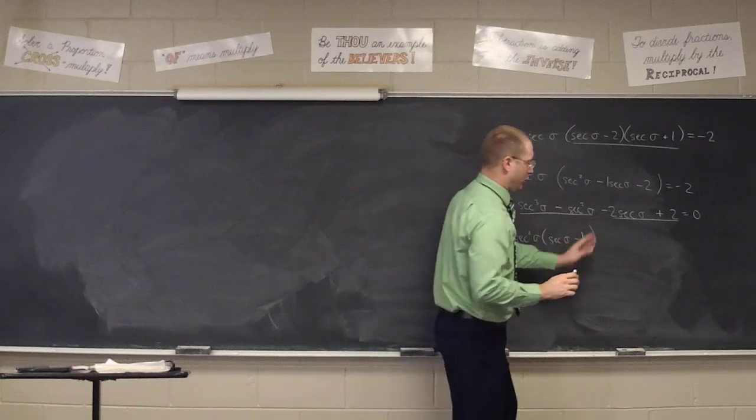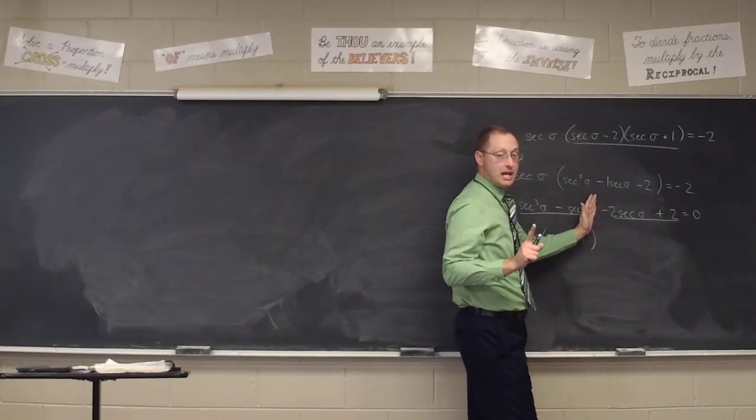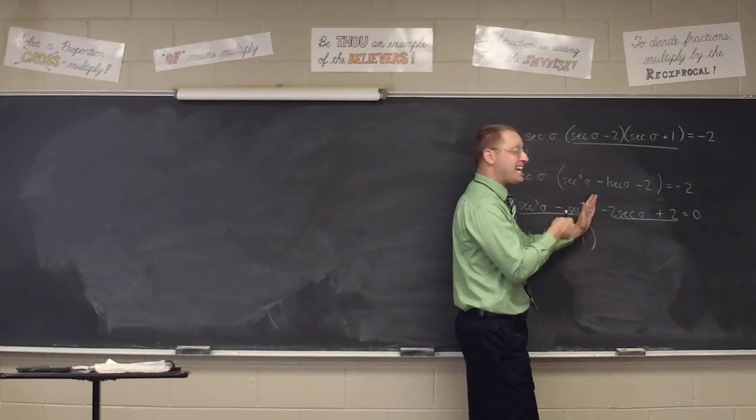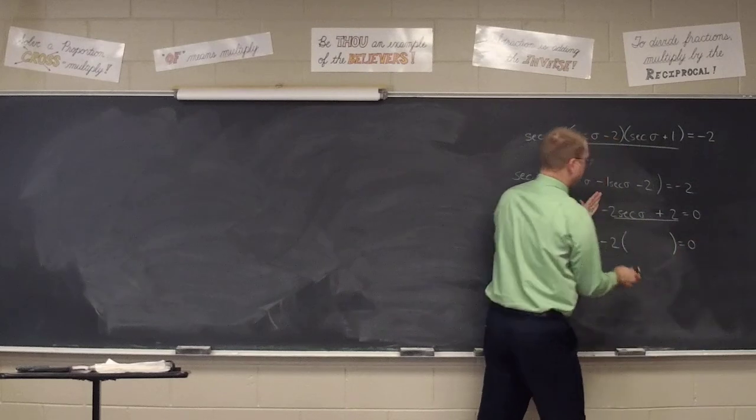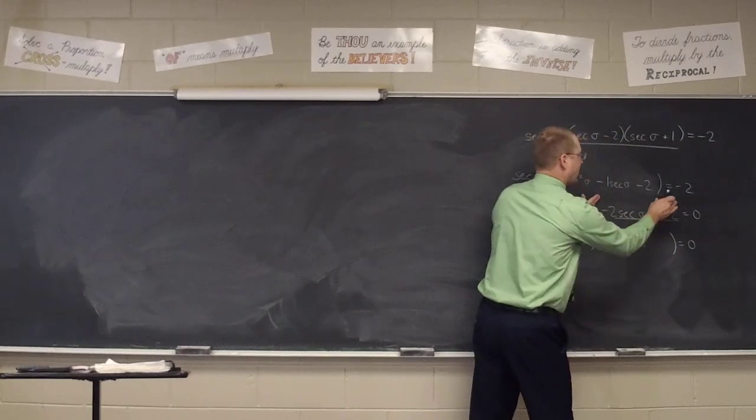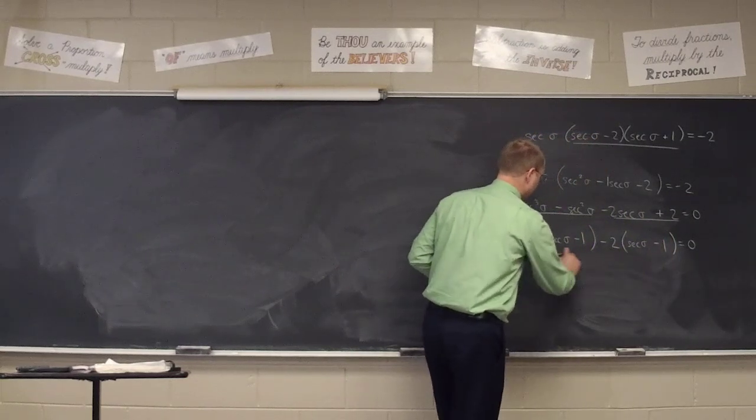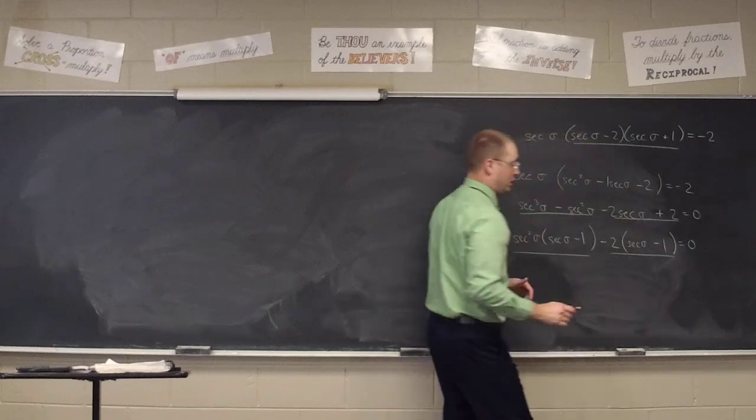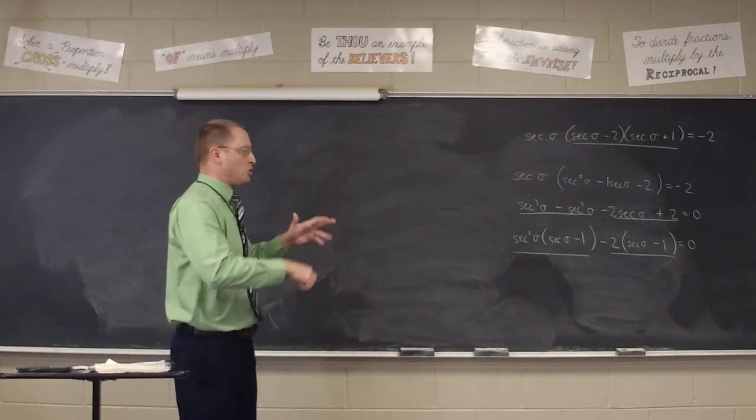In the next little group, what's common? 2. But we always take the sign of the leading term. The leading term has a negative, so let's factor not a 2, but a negative 2. When you pull a negative 2 from the negative 2 secant and from positive 2, you get secant sigma minus 1. Now, instead of 4 terms, I have 2 terms: secant squared sigma times secant sigma minus 1, and negative 2 times secant sigma minus 1.